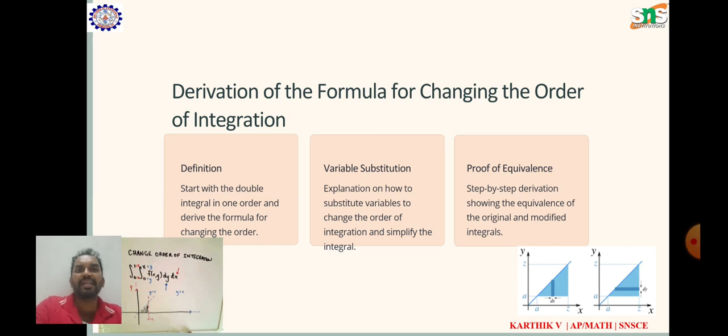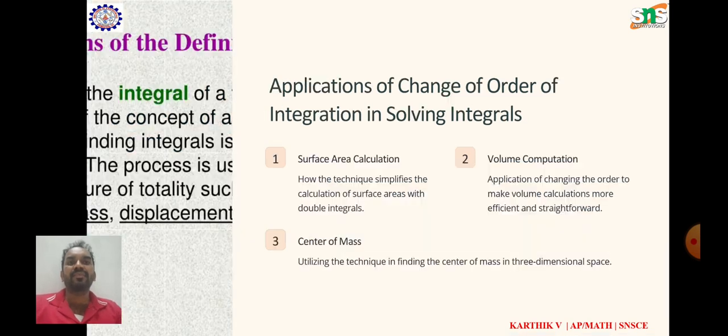Then the integral can be expressed as integral a to b, integral g1 of x to g2 of x, f of x comma y dy dx. After changing the order, the integral becomes integral c to d, integral h1 of y to h2 of y, f of x comma y dx dy. Applications of change of order of integration in solving integrals.